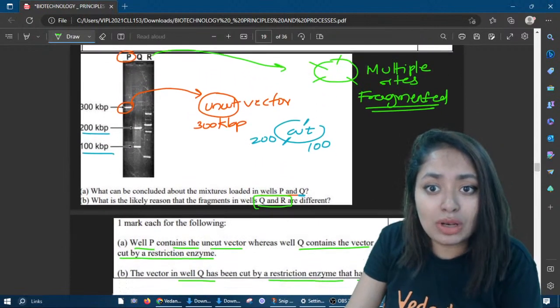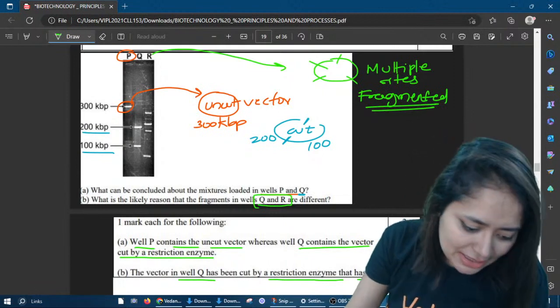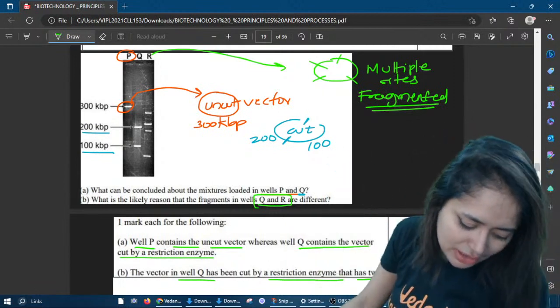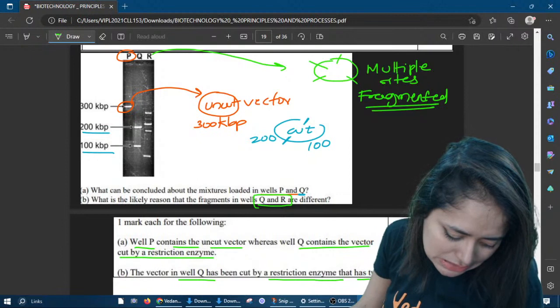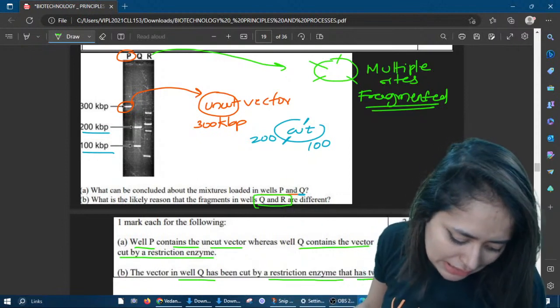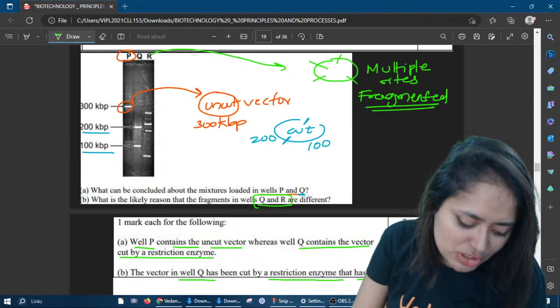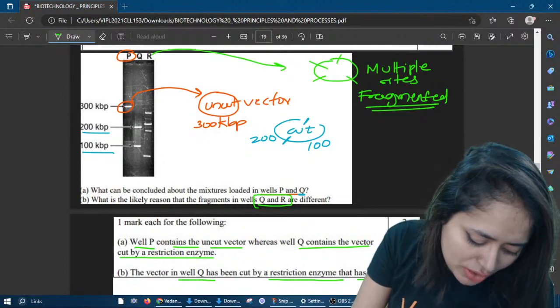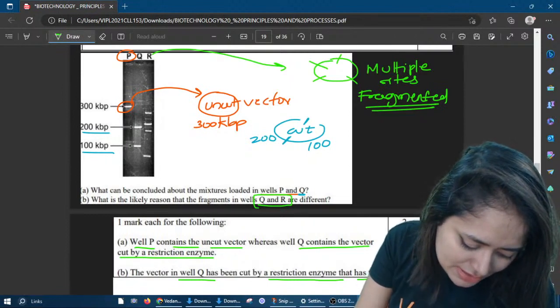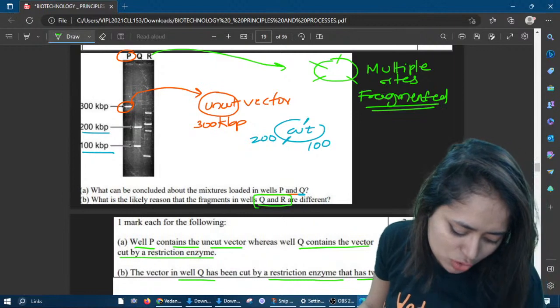2 marks question. Did you love the question, children? Can you please write it down, everybody? Give me a thumbs up if you are done writing. Next question mein jaye. Okay. Nice. Perfect hai bachcho. Aage badhe.